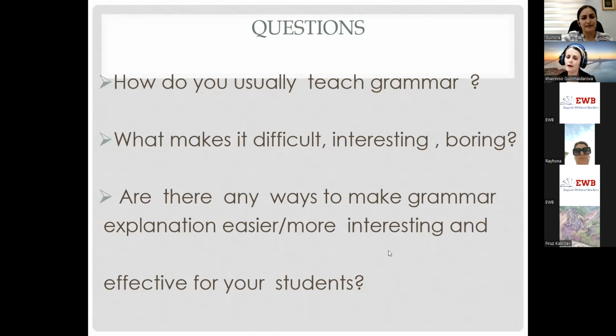And are there any ways to make grammar explanation easier? Okay, Firuz has already mentioned step by step. So what do you think? How to make it more interesting or effective for your students, or in an easy way, because we know that not all the students in the class are at the same level in one group, and for some students, it's really difficult. So how, for example, we teachers, what should we do in order to make it easier for them?